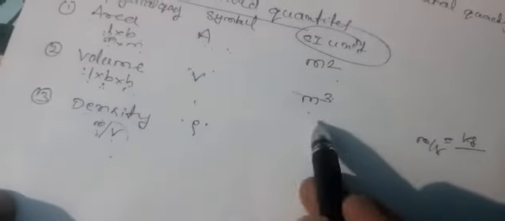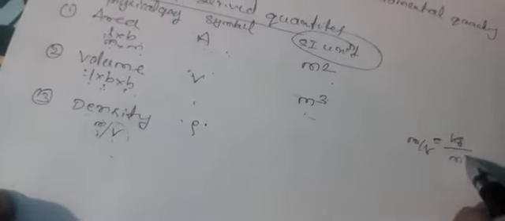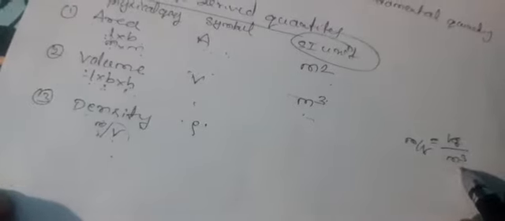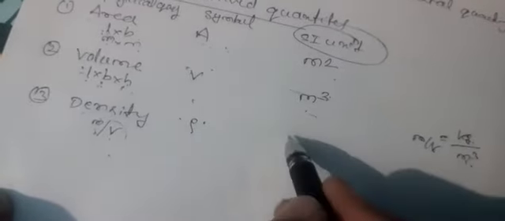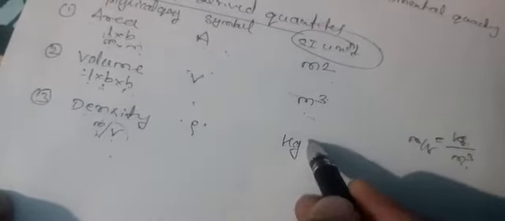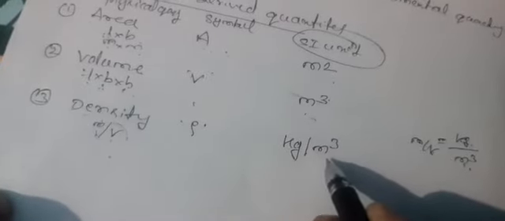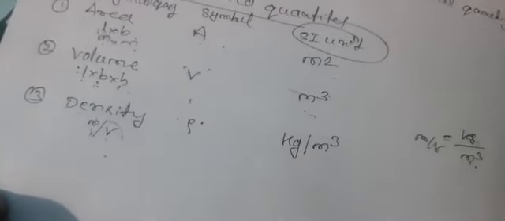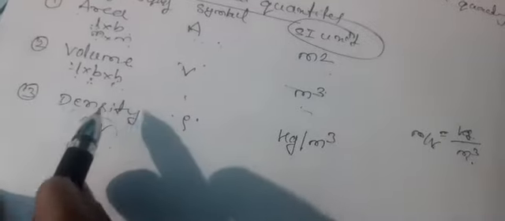What is the SI unit of density? The SI unit of mass divided by the SI unit of volume. The SI unit of mass is kg, and the unit of volume is m cube. That is kg per meter cube, or kg meter inverse cube. That is the SI unit of density.